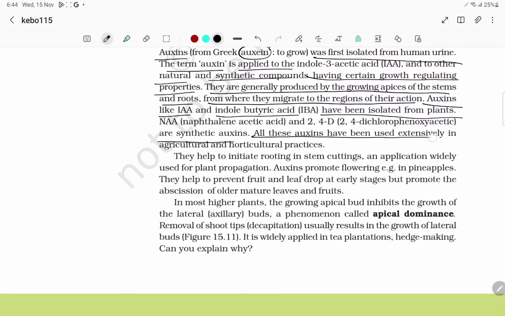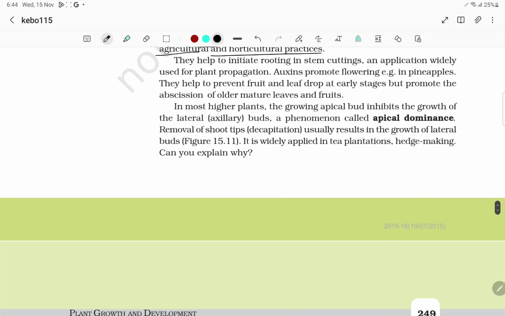All these auxins have been used extensively in agriculture and horticulture practices. They help in initiating rooting in stem cuttings, and have wide application in plant propagation. Auxin promotes flowering in pineapple. And they help to prevent fruit and leaf drop in early stages, but promote abscission of old and mature leaves and fruits.